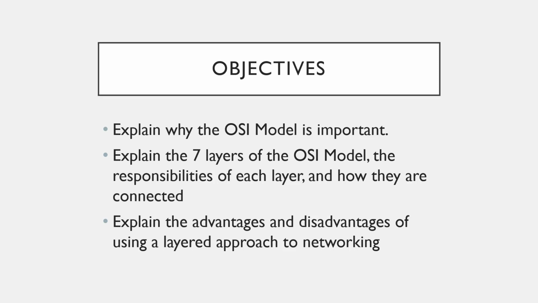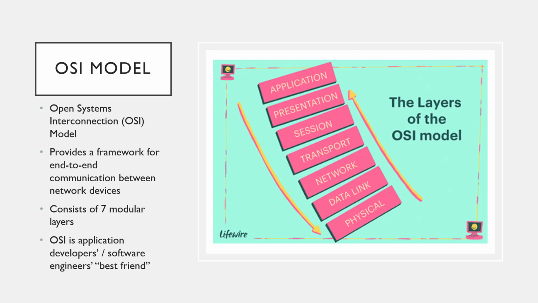So our objectives are: explain why the OSI model is important, explain the 7 layers of the OSI model, the responsibilities of each layer and why and how they're connected, and explain the advantages and disadvantages of using a layered approach to networking. So the OSI model in general is the Open Systems Interconnection Model, or abbreviated OSI. It provides a framework for end-to-end communication between network devices.